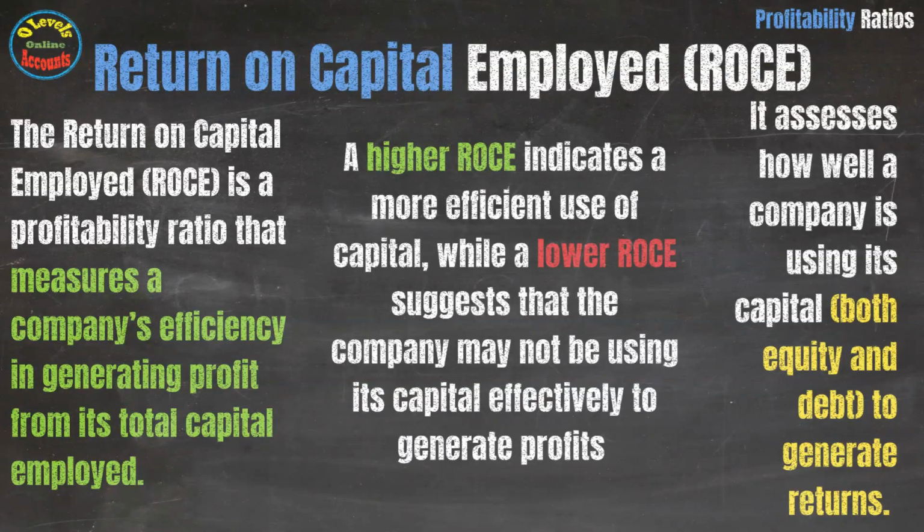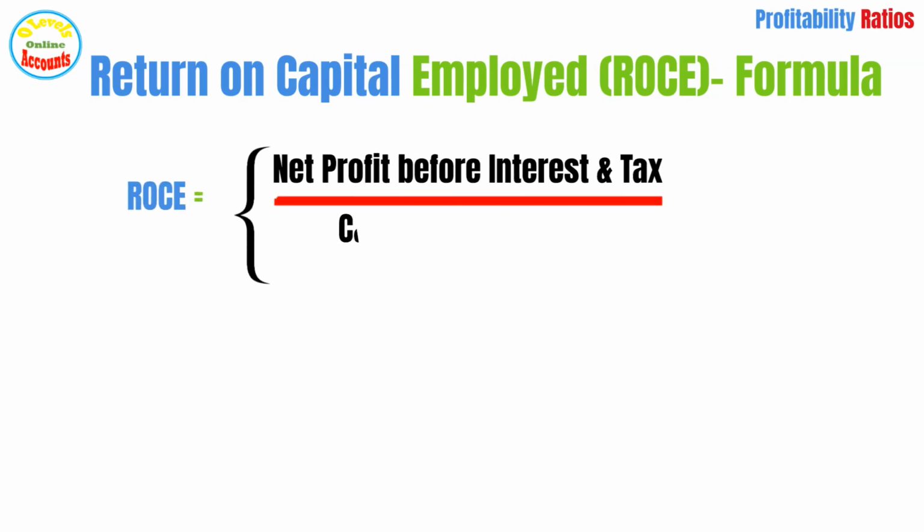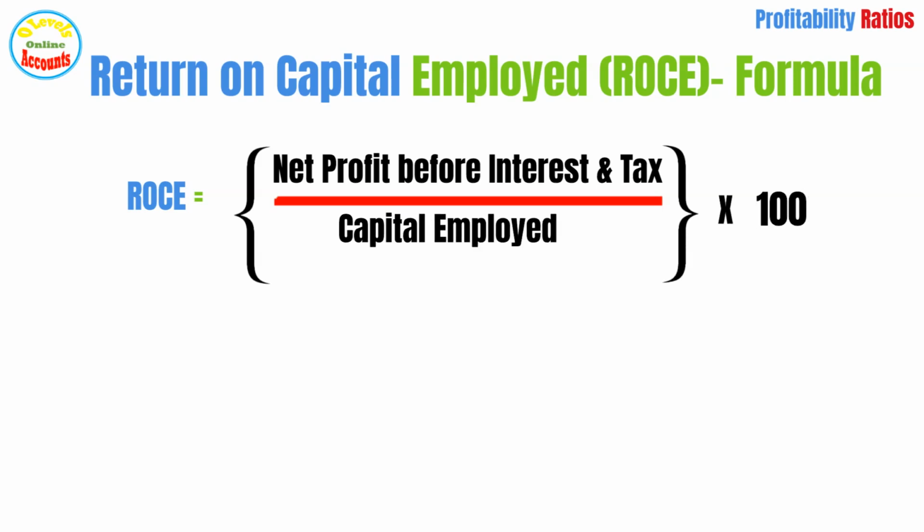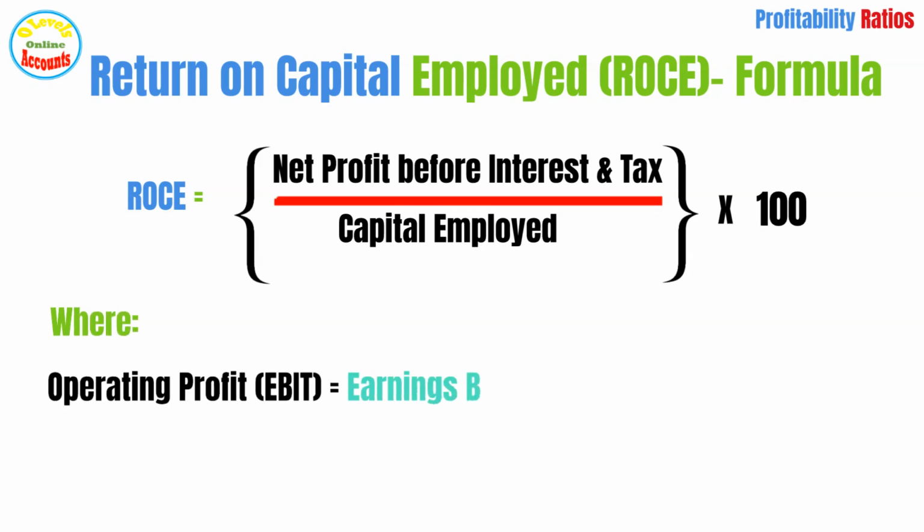Let's check its formula. The formula for return on capital employed is as under. ROCE is equal to net profit before interest and tax, divided by capital employed, and multiplied by 100, where operating profit, EBIT, is equal to earnings before interest and taxes.